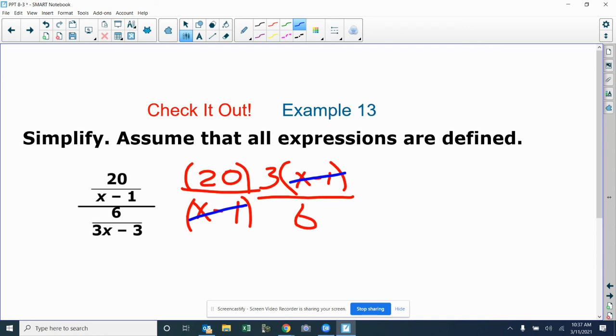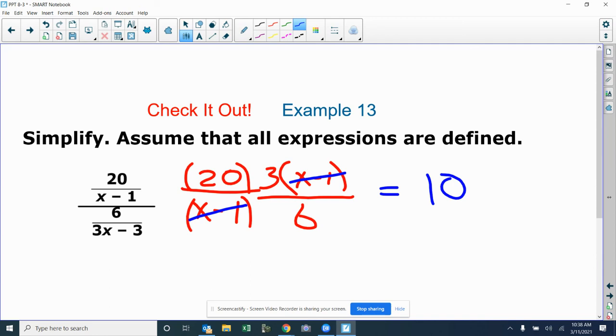What do my numbers give me? 20 over, what's the whole thing simplified to? 10. It simplifies to 10. What does that mean? Think about the meaning here. I know this might be beyond what some of us want to do.